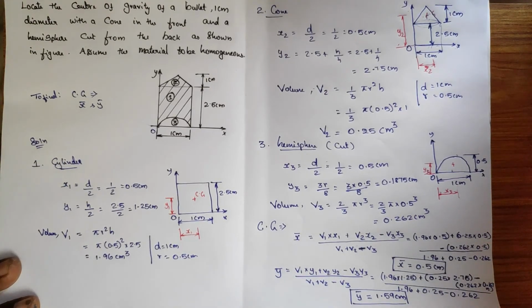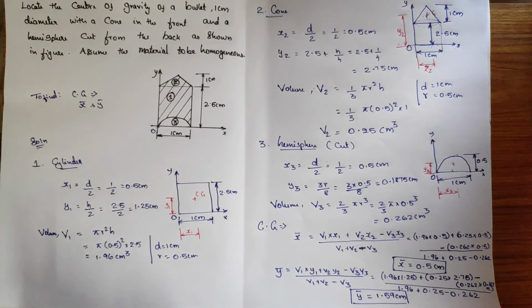Okay, so I hope you understood how to find the x bar and y bar when you are finding the center of gravity of a 3D object like cone, cylinder and hemisphere or sphere, something like this. I hope you understood. Thank you so much.